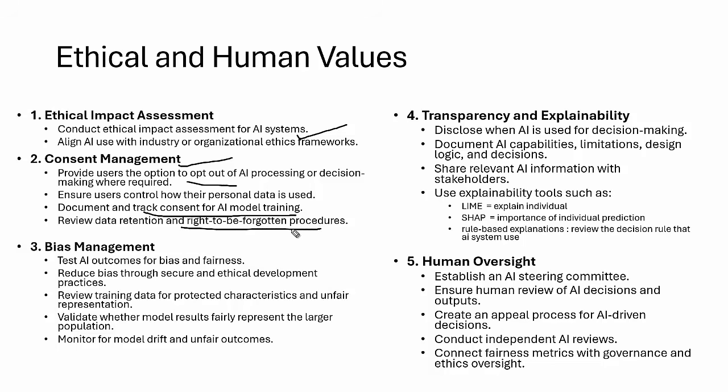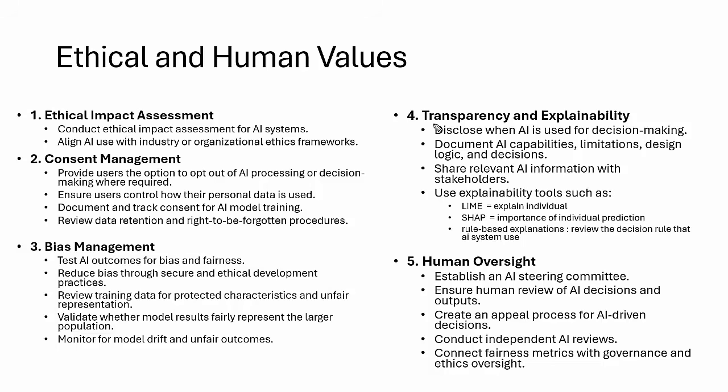The biggest concern in AI systems is bias and fairness, and that only happens because of data imbalance or lack of complete data. We have trained the model on one particular portion of data, and based on that, it is taking decisions. So the biggest concern in bias is basically a lack of population data. And we can reduce bias with secure ethical development practices, review the training data, validate whether the model results are fair, and monitor model drift and unfair outcomes. That's the biggest thing we need to check. Everything starts with transparency.